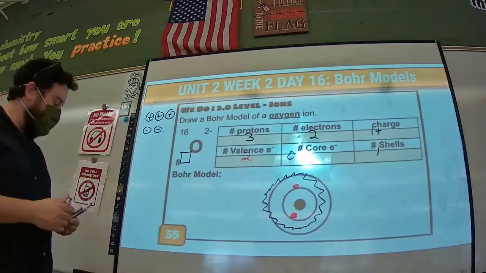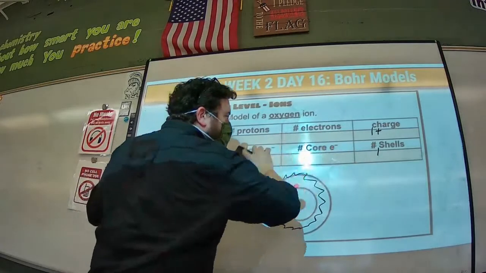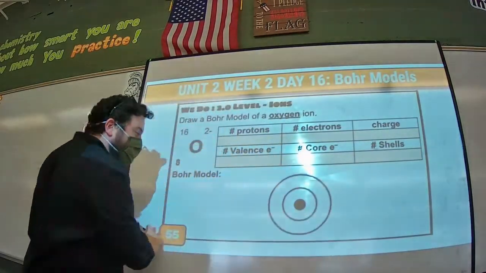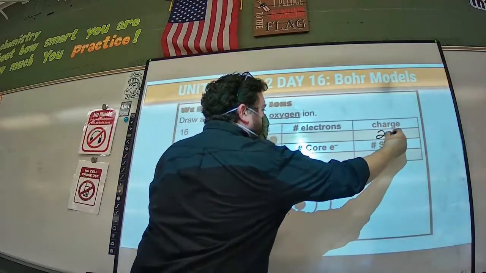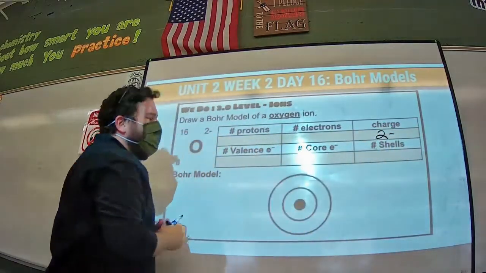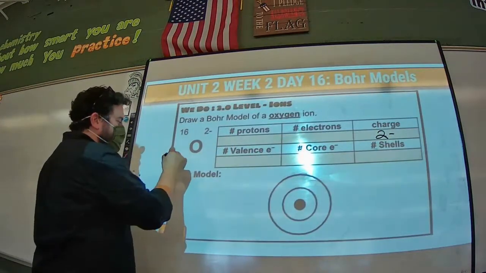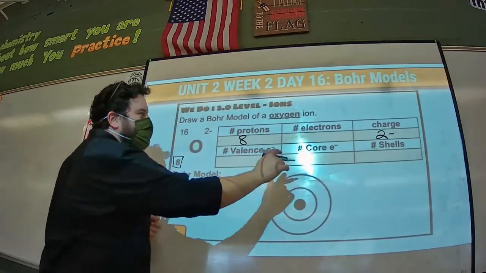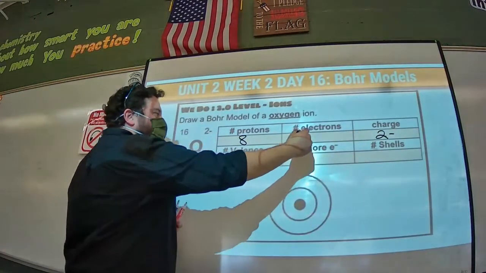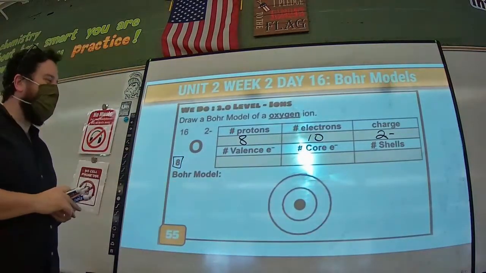Here is an oxygen ion with a charge of 2 negative. So 2 negative indicates that we gained 2 electrons. So 2 negative is our charge. We can go ahead and put that in there. We gained 2 electrons. So protons, the atomic number of oxygen is 8. If we had 8 electrons and we gained 2, 8 plus 2 gives us 10 electrons that we're going to put into this model. Okay?